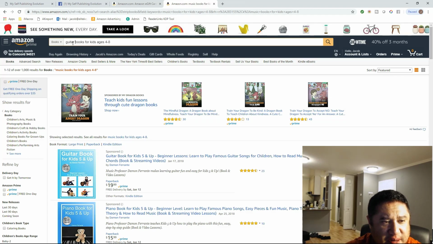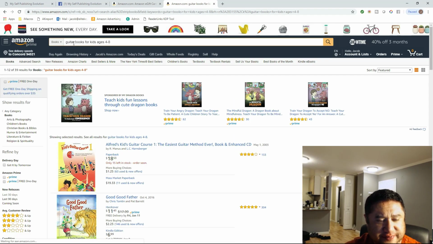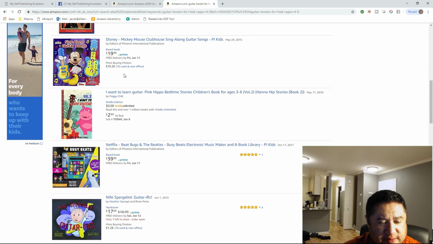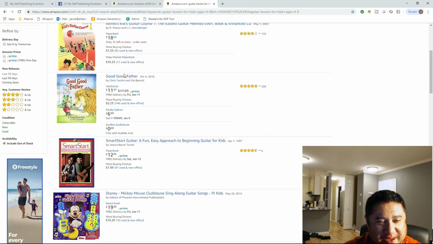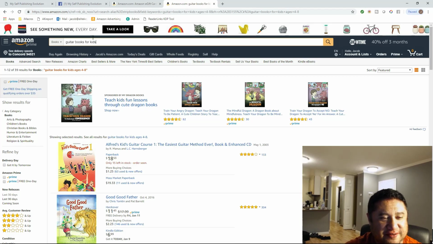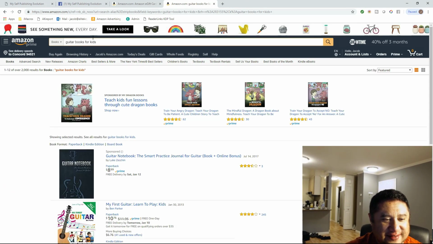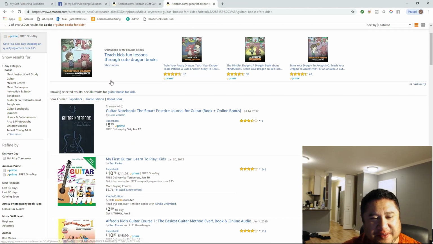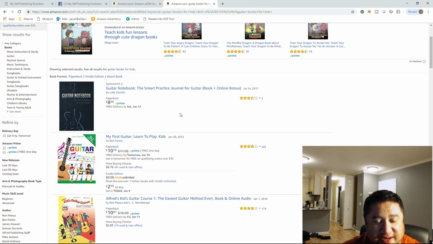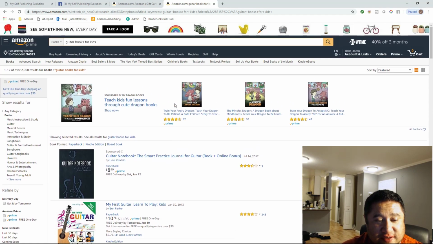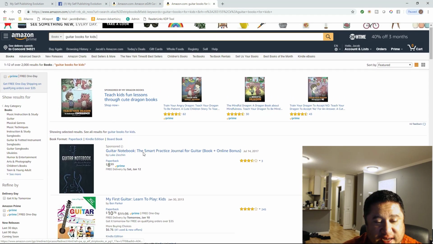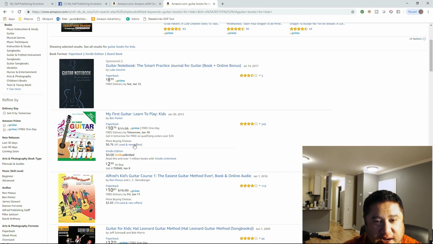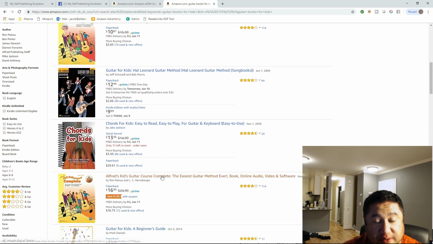Let's look at guitar books for kids. I think that's what people would look at. This one doesn't have ads, which is going to ruin my example. Okay. Well, let's just go with this example. I'm improvising here, guys. So now we have two different ad impressions from, oh, just one. Okay. So we have only one sponsored ad to consider versus these organically ranked books.